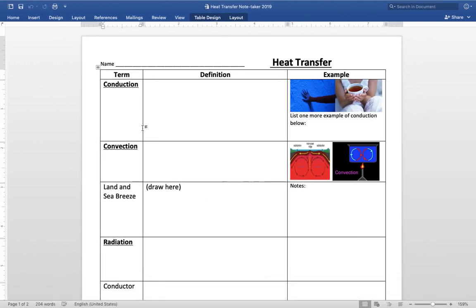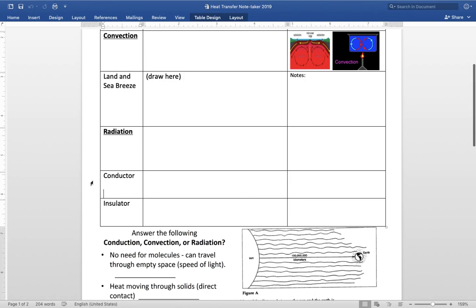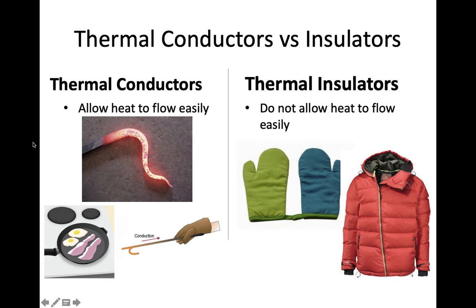So you've written down your definition for conduction. You have an example for conduction, either sticking your hand in the snow, holding a warm cup of tea, or holding a metal rod. But I actually want to skip down to the bottom of your notes here and explain the difference between a conductor and an insulator. Thermal conductors allow heat to flow very easily. So I've already given the example of metal. Metal is a thermal conductor.